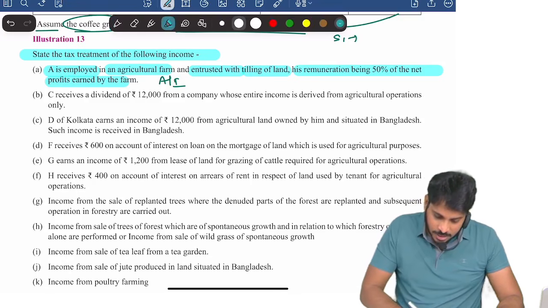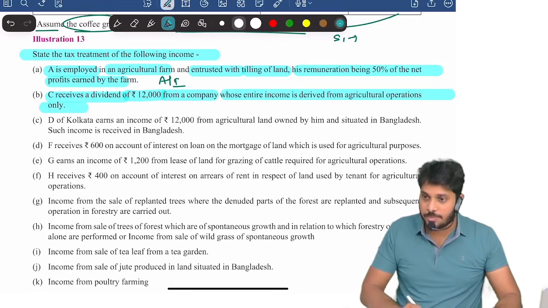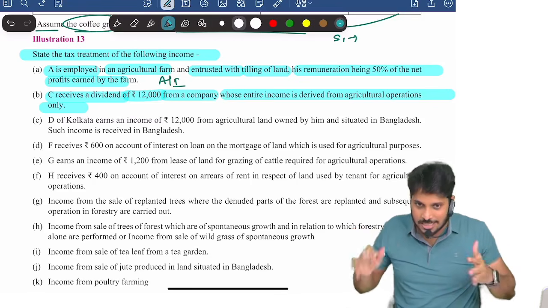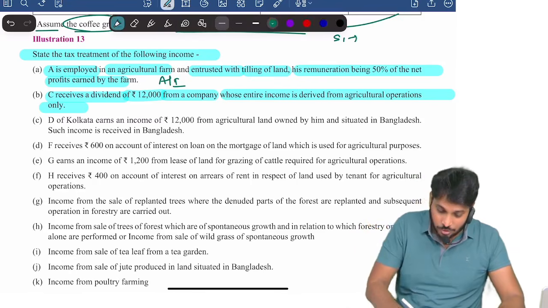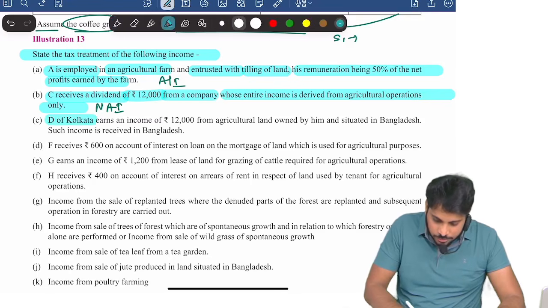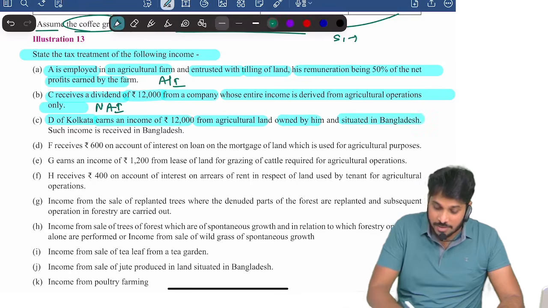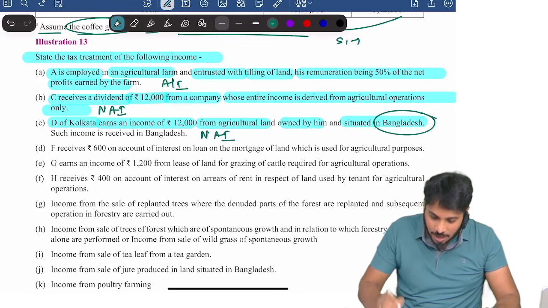Agreed? C receives a dividend of 12,000 from a company whose entire income is derived from agriculture operations. The company may be engaged in agriculture, but C is not doing any cultivation. He is just passively getting it. Therefore, this is a non-agriculture income. D of Kolkata earns income of 12,000 from agriculture land owned by him and situated in Bangladesh. Since the land is situated outside India, that is non-agriculture income.